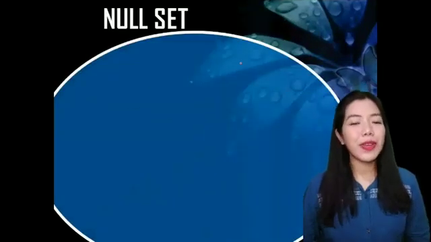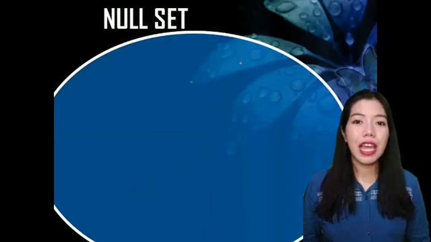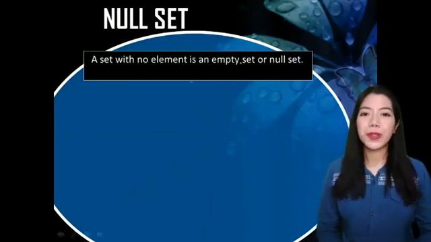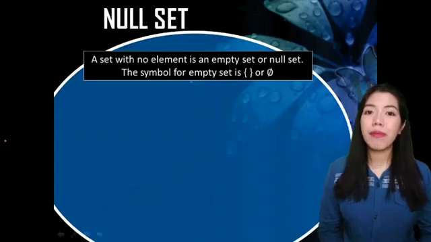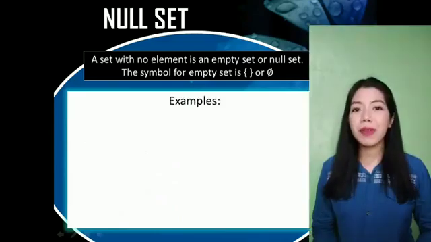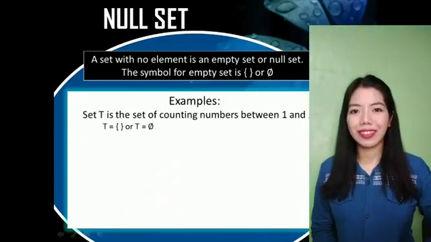The next term is the null set. Do you have any idea about it? A set with no element is called an empty set or a null set. The symbol of a null set is T. Some examples of a null set are the following.